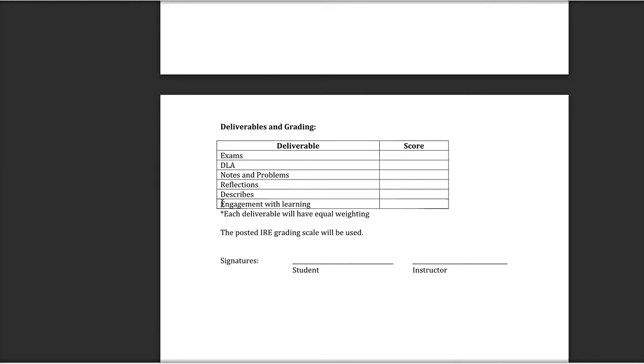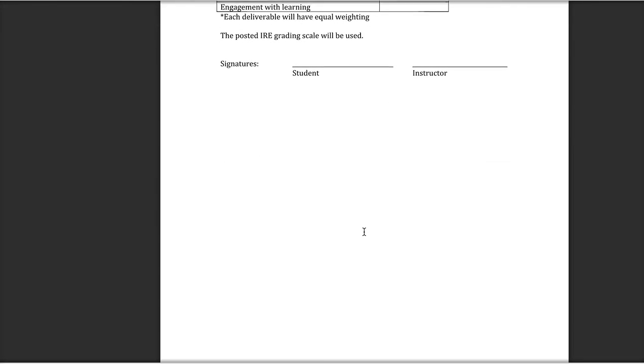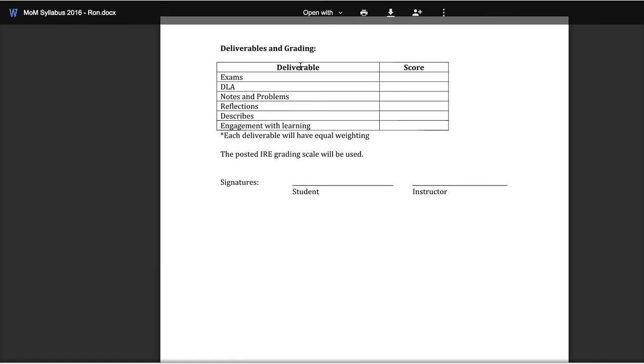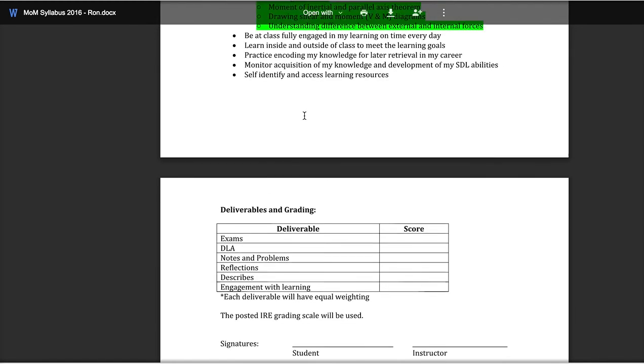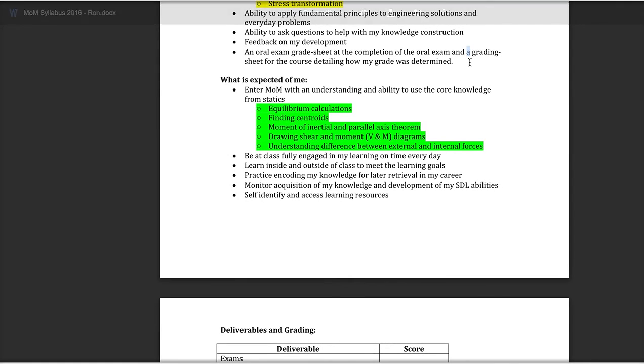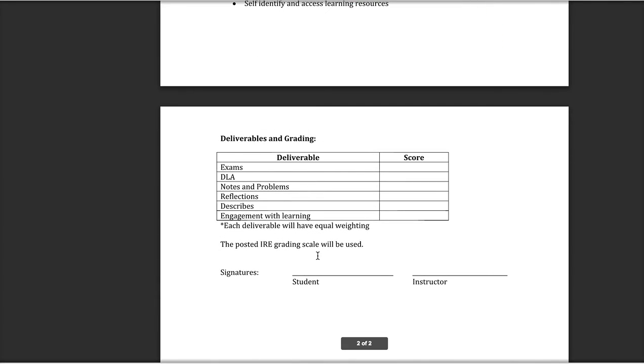Engagement with learning is where I get to give you a score on how well I judge you were engaged with your learning. I will simply add up all these scores and average them with equal weighting and use the IRE grading scale to give you a final grade. This part of your syllabus will be your grading sheet for the course. All right. Please print this out, sign it, and bring it to the first day of class.